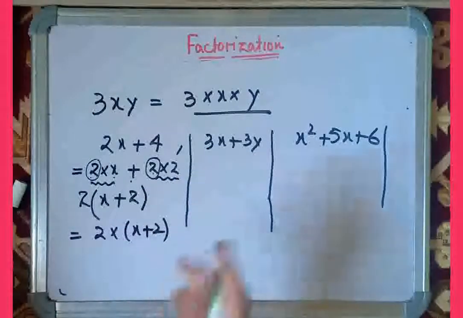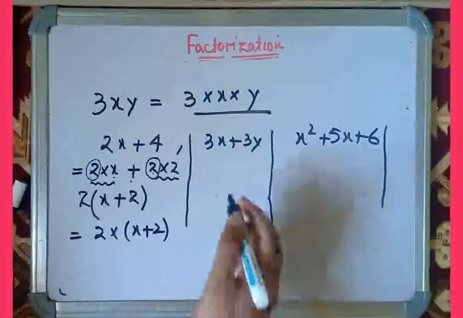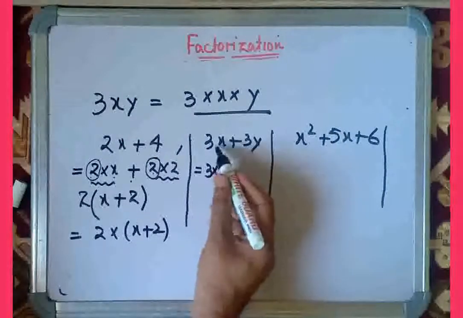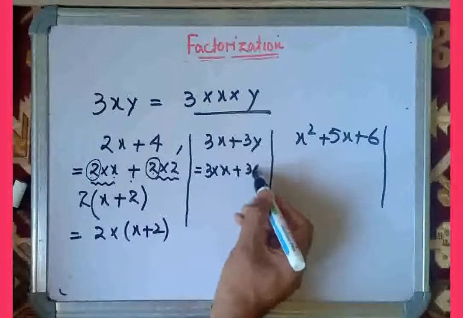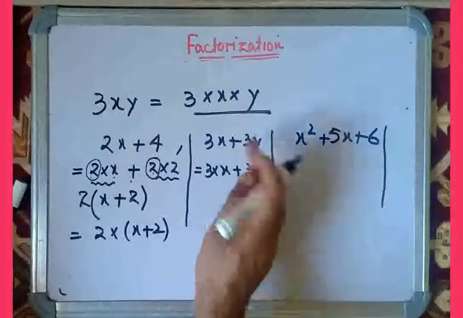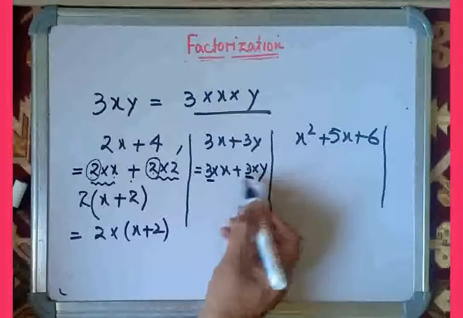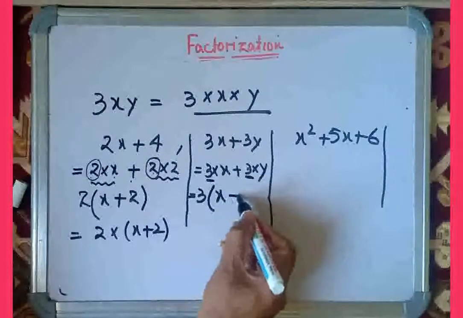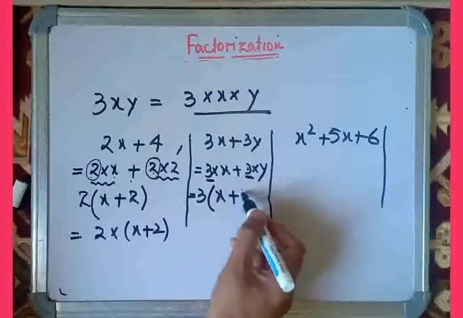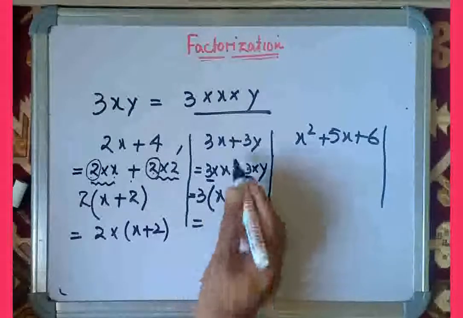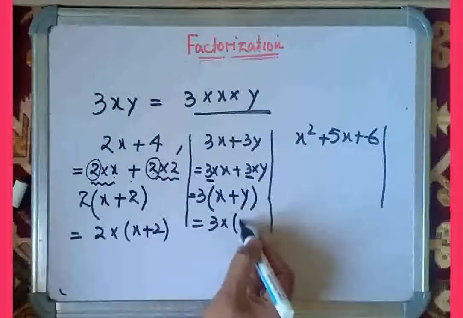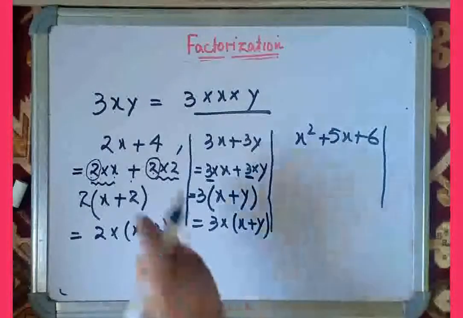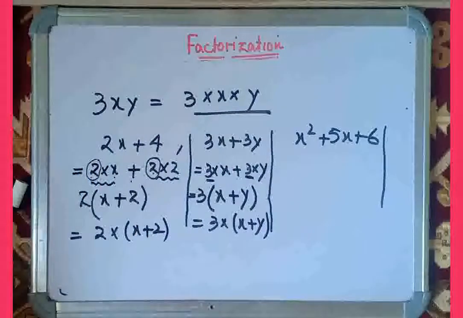Let's take this algebraic expression: 3 into x are the factors of this term, then plus 3 into y, these are the factors of this term. 3 is common between these two terms. Let's take this 3 as common, here remains x plus y. So there are two factors of this expression, 3 into x plus y. This is how we find the factors of such algebraic expressions.